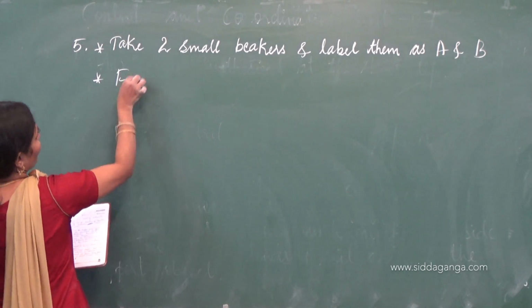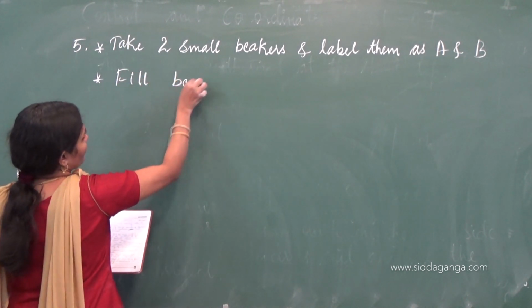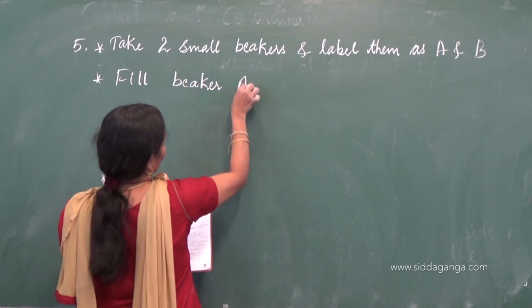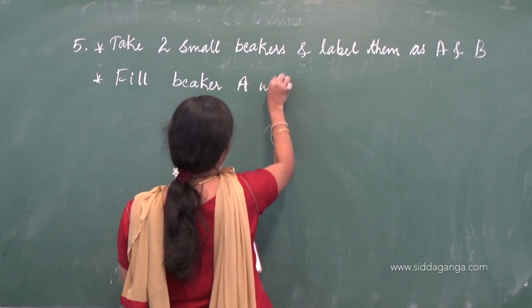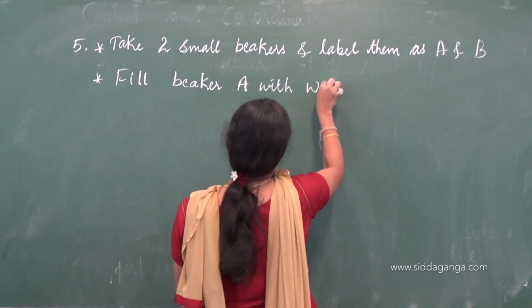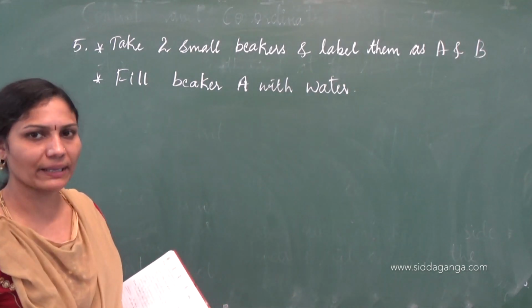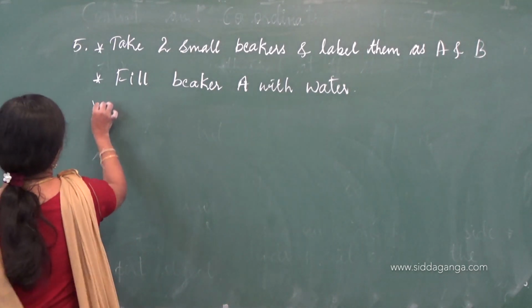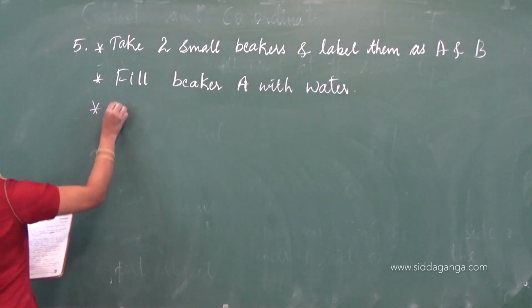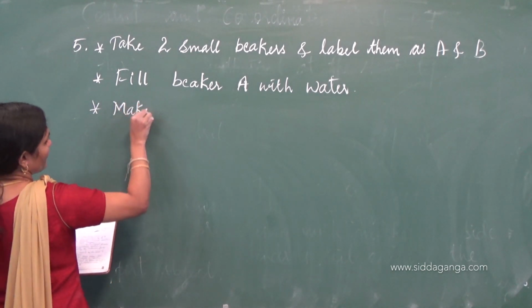Fill beaker A with water. Only beaker A is to be filled with water. Beaker B is not to be filled with water. Okay, beaker B is empty. Fill beaker A with water. And now you have to make some arrangement.